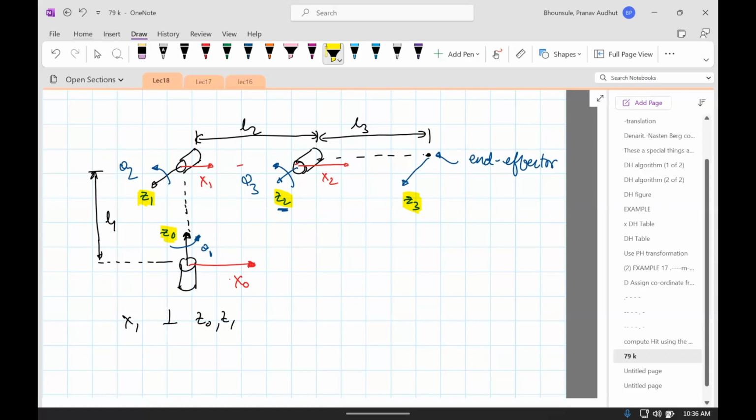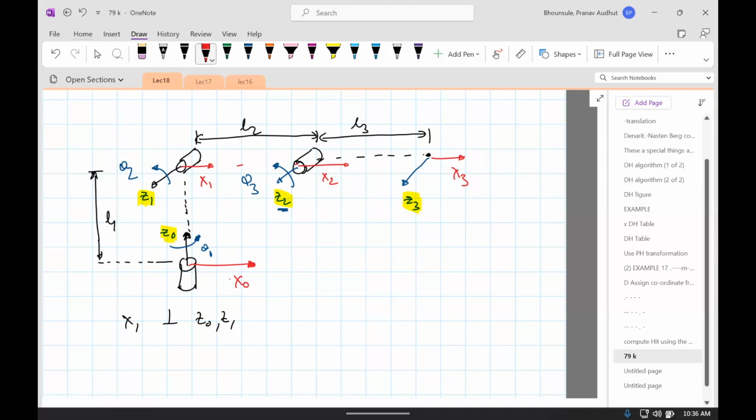If they are parallel, then assign X2 such that it is one of the perpendiculars. So in this case, there are infinitely many perpendiculars. Choose the perpendicular which is passing through the origin of Z2 and Z3. So that would be here. Instead of this, this is X3. Okay, so this way we've pretty much set up all the Z's and all the X's.